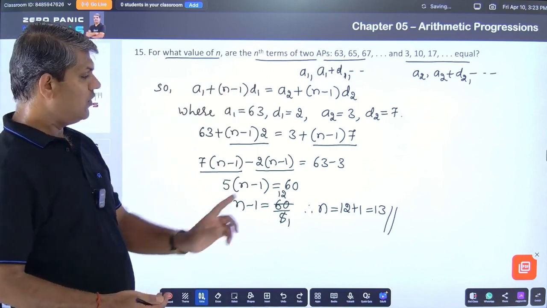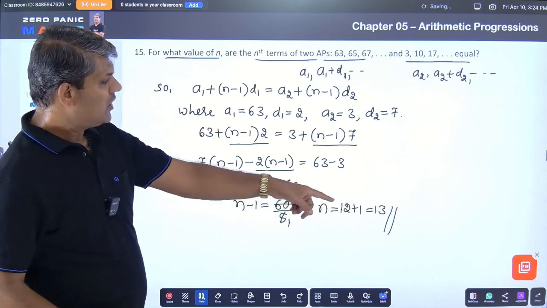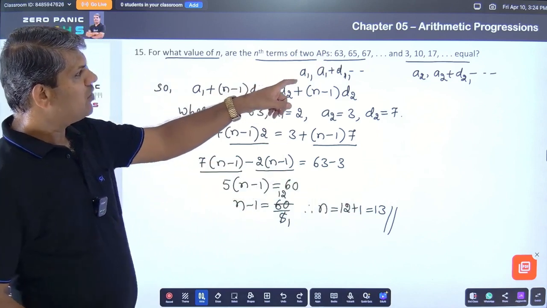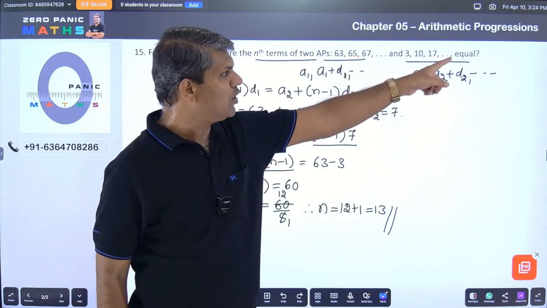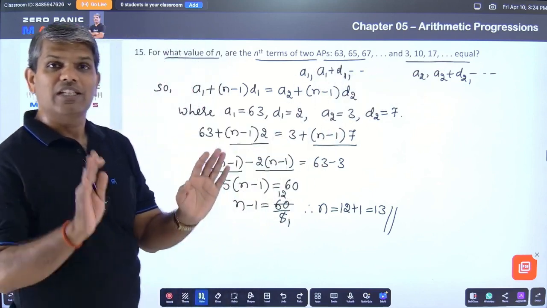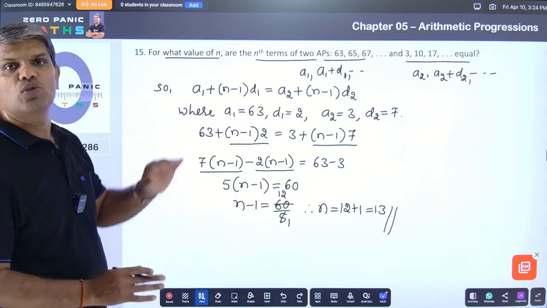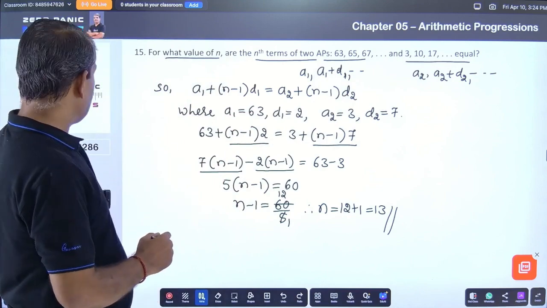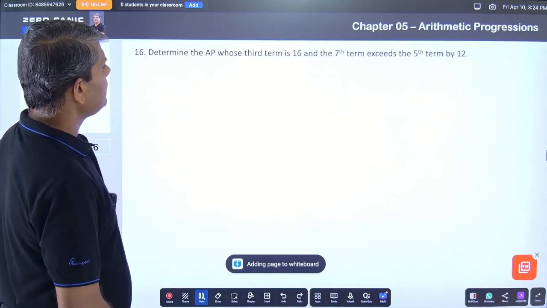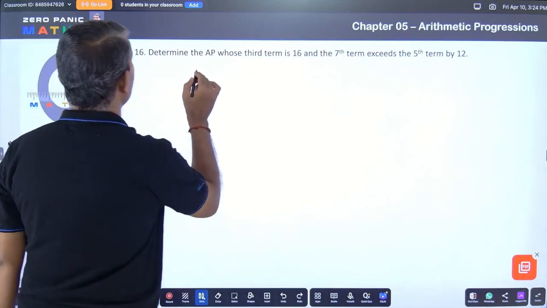So the 13th term of this AP will be equal to the 13th term of that AP. That is the meaning of this solution. You understood this? Let us move quickly to the next problem. Now, what is the problem?